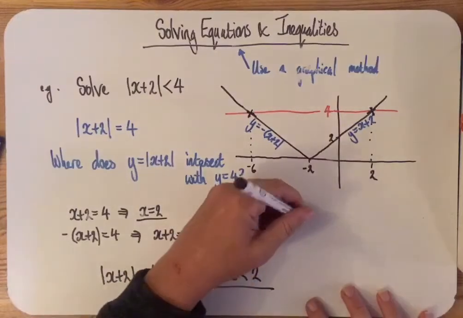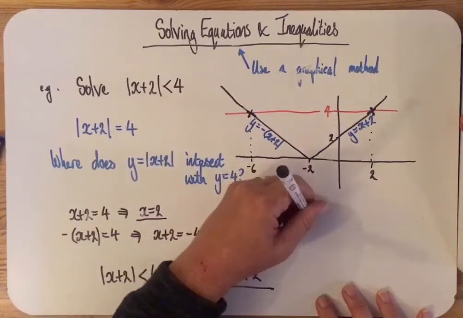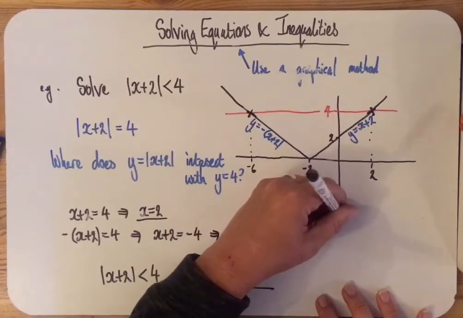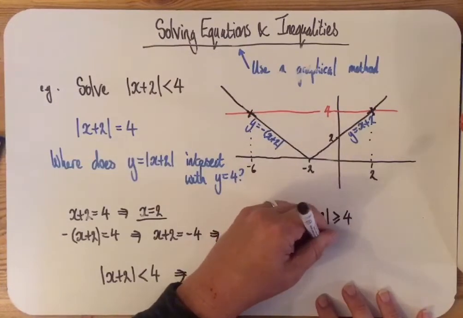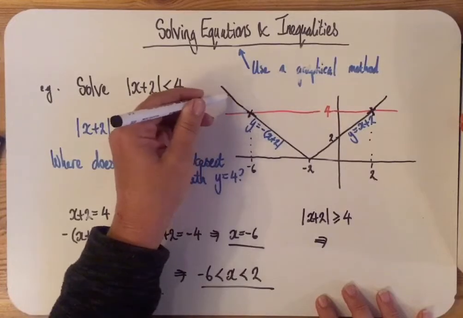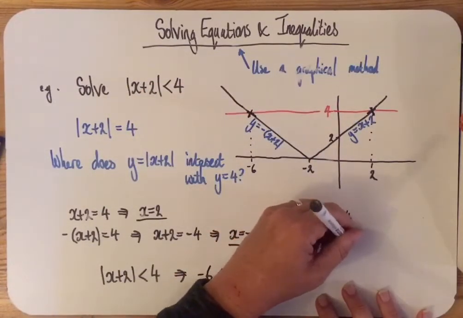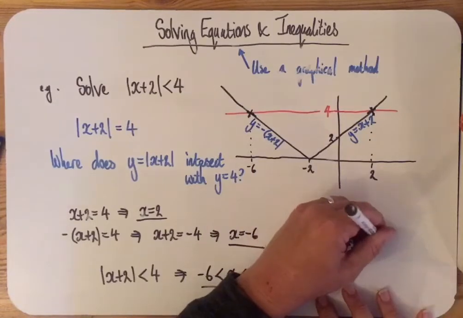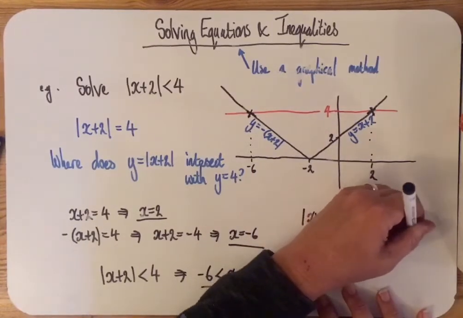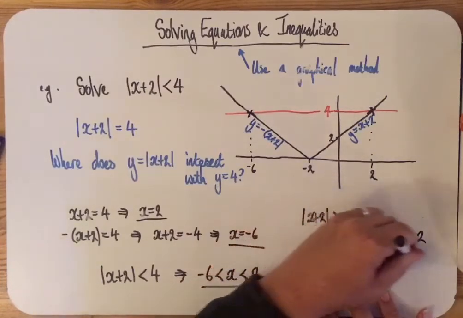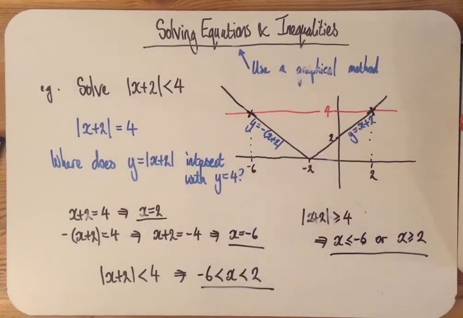Similarly, if you want to find where the modulus of x plus 2 is, let's say, greater than or equal to 4, then it'd be along here and along here. So you'd write that as x less than or equal to minus 6, or x greater than or equal to 2. So you have to do 2 separate inequalities for that one.